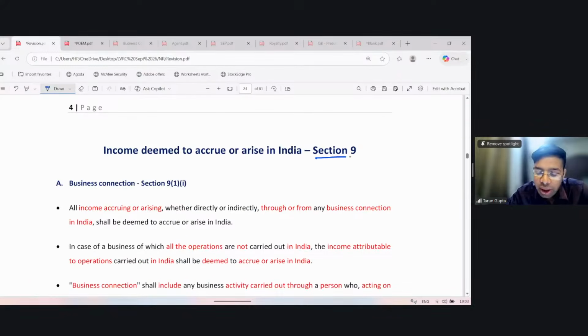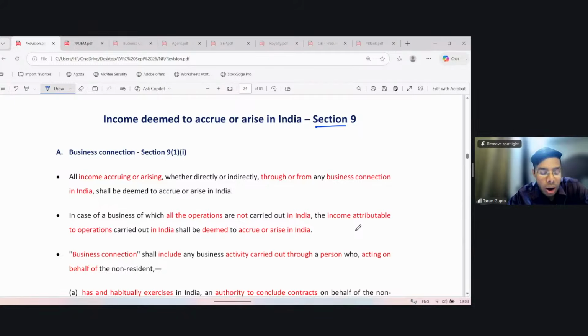Now important, Section 9: income deemed to accrue or arise in India. Whatever income is listed in Section 9 shall be deemed to accrue or arise in India, and such income shall be taxable in the hands of an NR. Because in case of NR, income accruing or arising, or deemed to accrue or arise, in India is taxable. So if the income is deemed to accrue or arise in India, then such income shall be taxable in the hands of NR also. Okay.